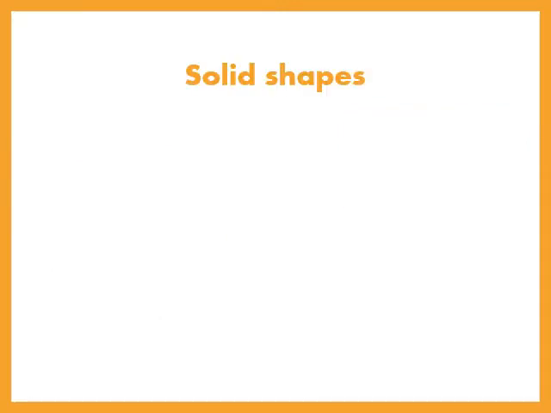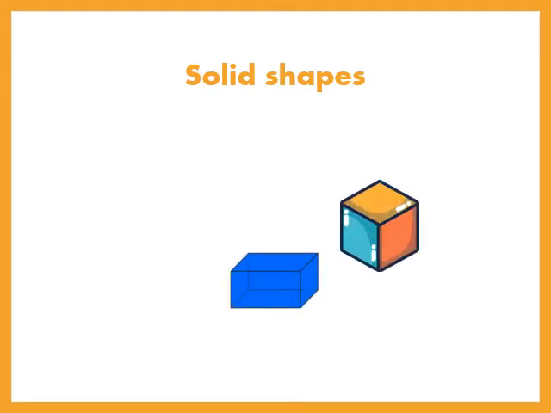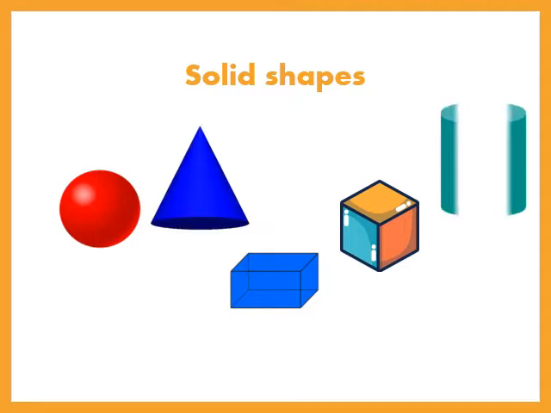Now let's learn about the solid shapes. These are all the solid shapes. Solid shapes are three-dimensional objects. They have length, breadth and height. These are cube, cuboid, cylinder, sphere, cone. Let us learn these solid shapes one by one.